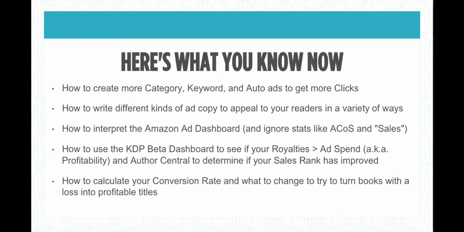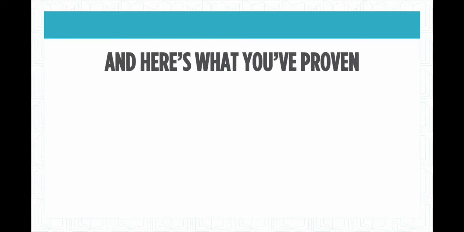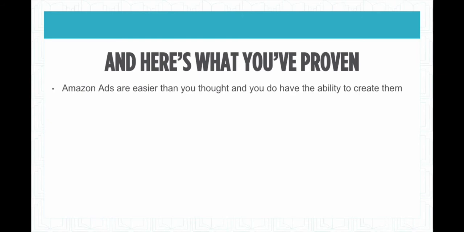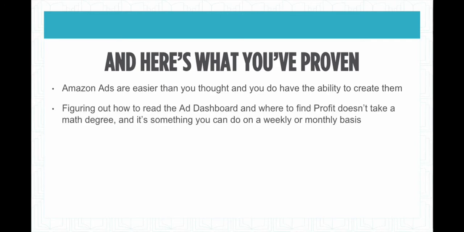Lastly, you learned how to calculate your conversion rate and what to try to make a change on to turn books with a loss into potentially profitable titles. And here's what you've proven. We've been all about the proof. You have proven to yourself Amazon ads are easier than you thought. A lot of you had never created one, but now you know Amazon ads are easier than you thought they would be, and you have the ability to create them. You have created them, after all.